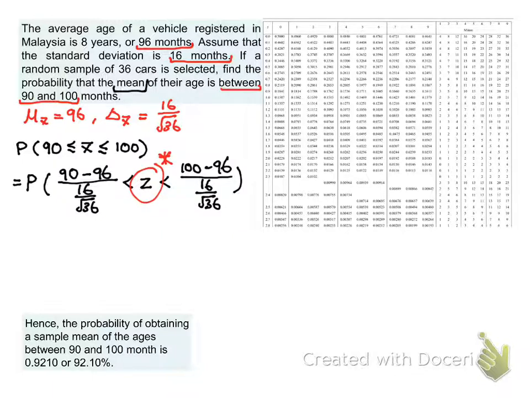Okay, what do you get? The first must be negative, obviously. Okay, 2.25. Yeah, negative 2.25. And the next one, 1.5. Exactly, 1.5.